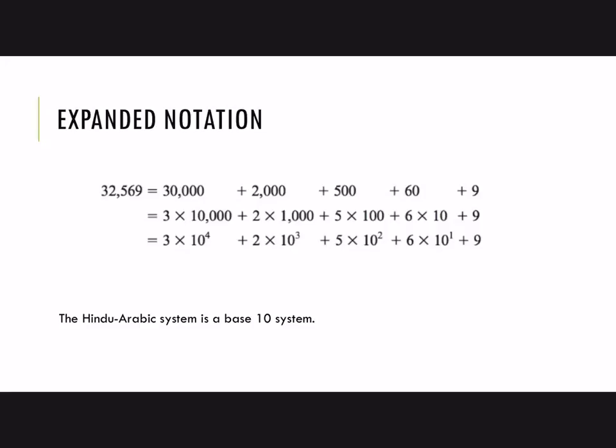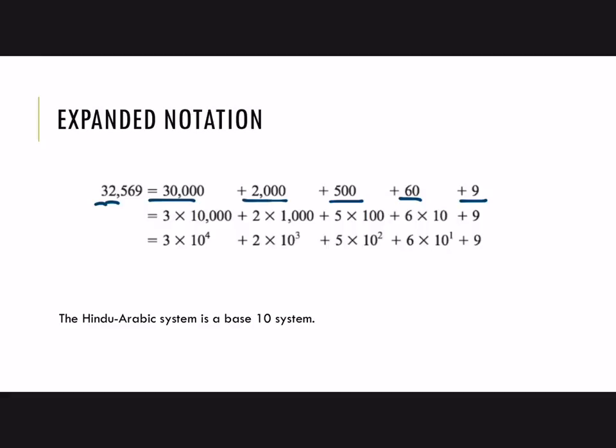Expanded notation is just a way to write a numeral so that it makes it obvious what those place values are. Now we definitely use tens and we also use exponents in this notation. So first thing you do is break this down by place value and write everything out. So the 3 is really 30,000, the 2 represents 2,000, 5 is 500, 6 is 60, and 9 is just 9.